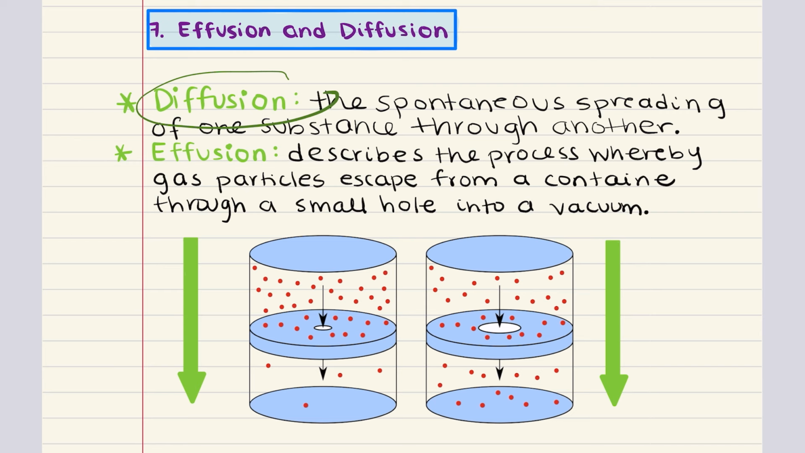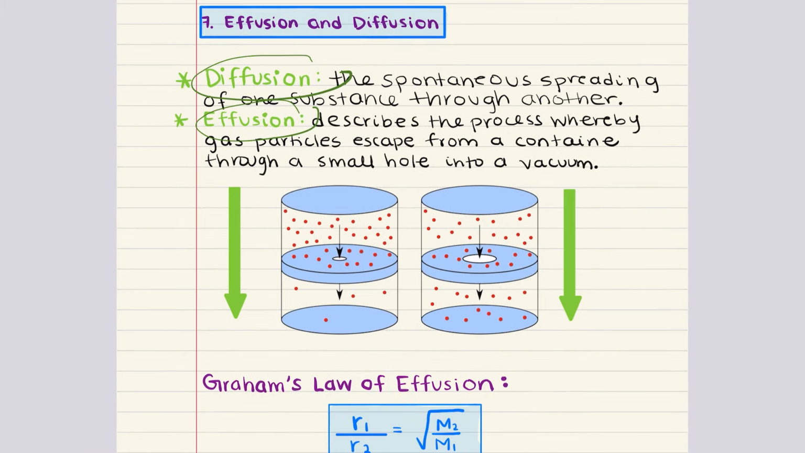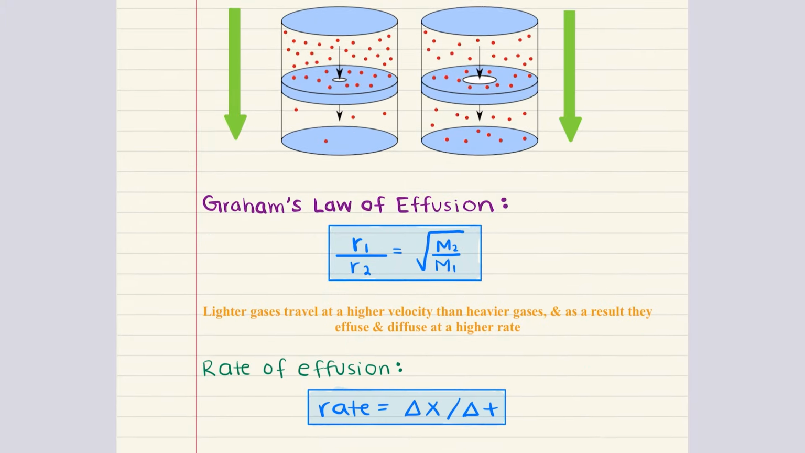space. Effusion, on the other hand, refers to the movement of gas particles through a tiny opening into an evacuated space or vacuum. Now, this occurs because the molecules are in constant random motion and some will eventually hit the opening and pass through it. The rate at which this happens depends on the velocity of the gas molecules, and that is also affected by their mass. Now, from there, we want to move into discussing Graham's law of effusion mathematically.